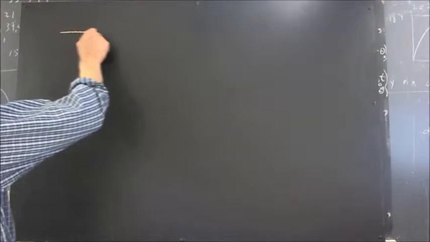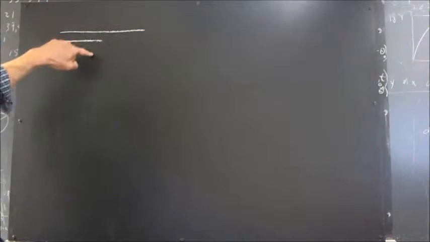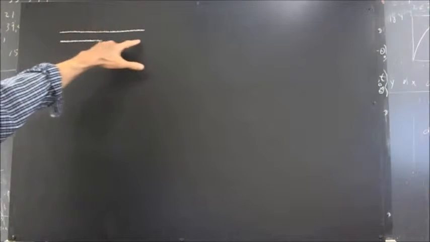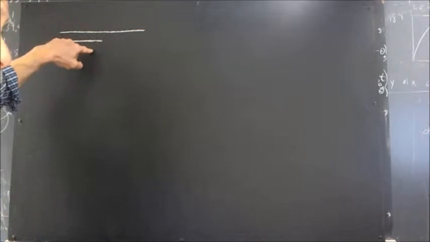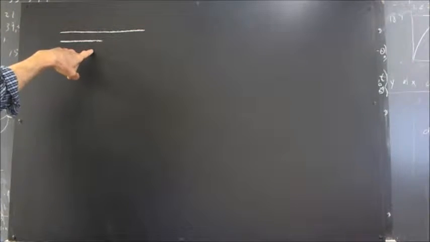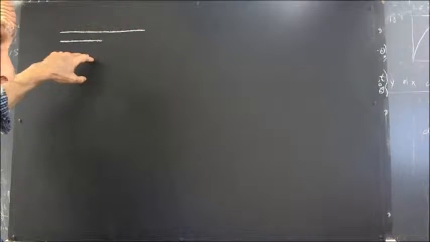Here are two lines. Now, the top line appears to be about twice as long as the bottom line. So, if the first line is twice as long as the bottom line, then we're going to say the first line is 200% the length of the bottom line.